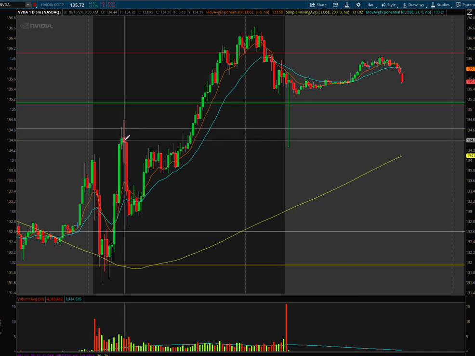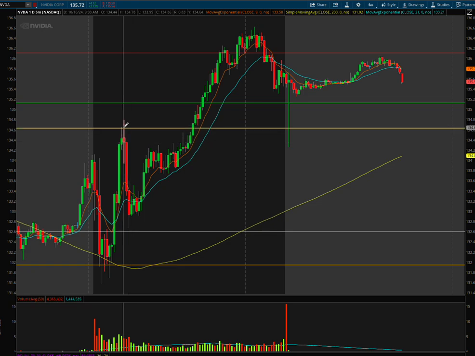And then we got this red candle here. This is saying this is indecision. And this is where that if-then comes in. If this fails, I'm out of the trade. And if this goes back above this area, then I'm going to hold the trade.